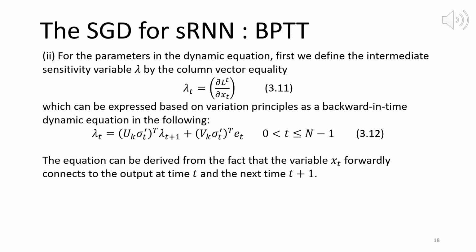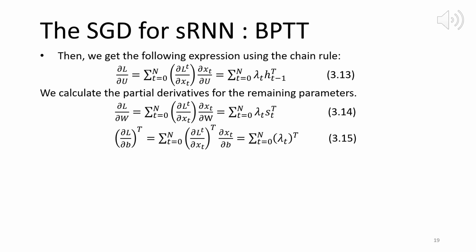Equation 3.12 can be derived from the fact that the variable x_t forwardly connects to the output at time t and the next time t+1. We will explain the variation principles later in the next section in equation 3.44. For the partial derivative of the loss to the parameter matrix U, we can get equation 3.13 using the chain rule. The partial derivative of the loss to the parameter matrix W and vector b can be obtained similarly, which are shown in equations 3.14 and 3.15, respectively.